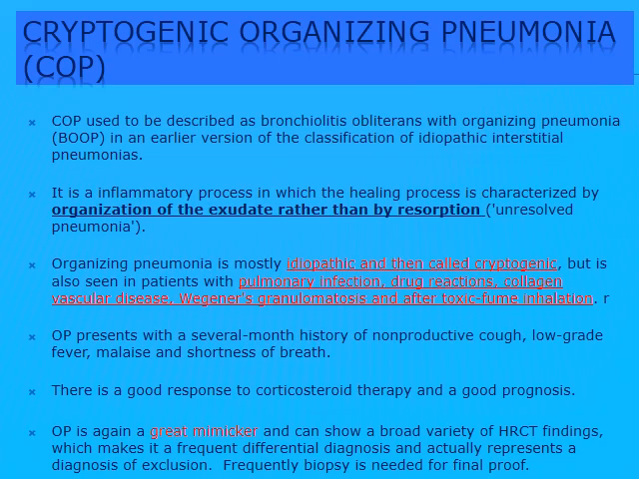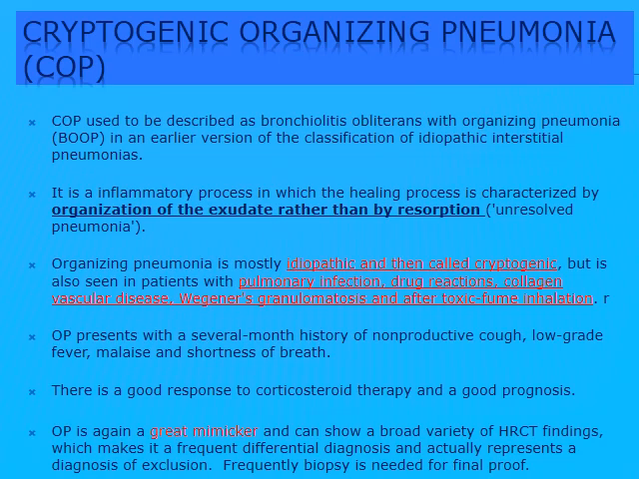Next is cryptogenic organizing pneumonia. Previously, it was described as bronchiolitis obliterans with organizing pneumonia, BOOP, but the new name now is organizing pneumonia or cryptogenic organizing pneumonia, COP. It is an inflammatory process in which the healing process is characterized by organization of the exudate rather than resolution, meaning that there is unresolved pneumonia.